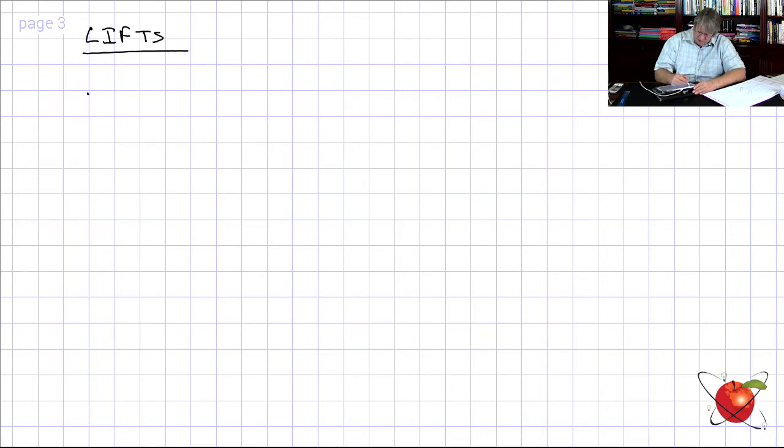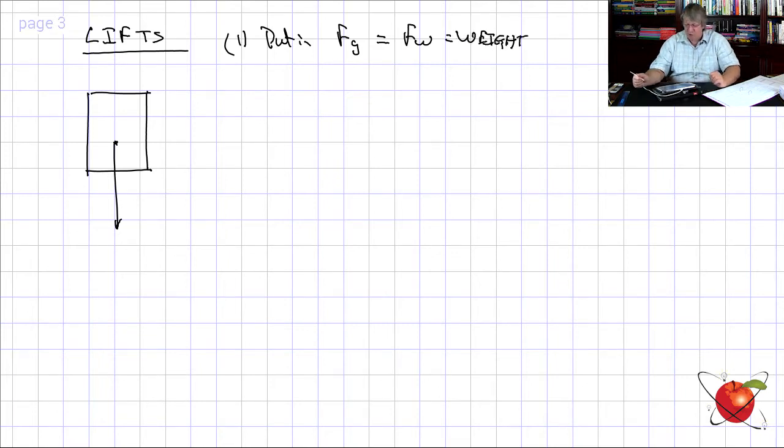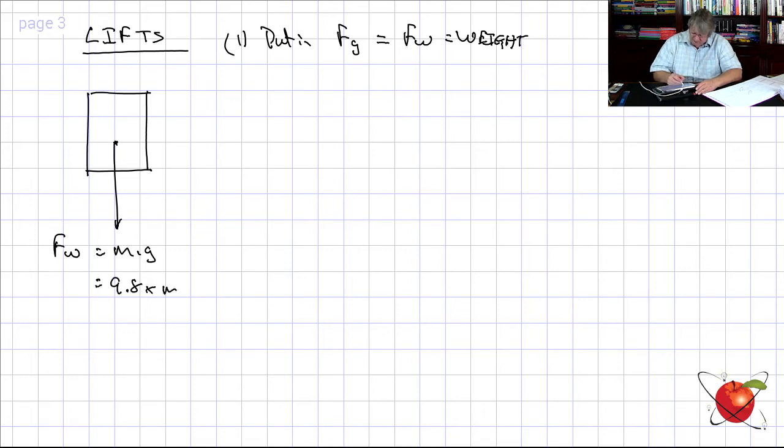All right. Well, let's take our lift over here, and I'm going to actually do a numerical example. Step 1 is always what? Put in FG. Step 1 in all your problems. Put in FG or FW, the weight. Put that in straight away. Always put it in. Calculate it. And we say that FW is equal to M times G, which is going to be 9.8 times M, is it not?